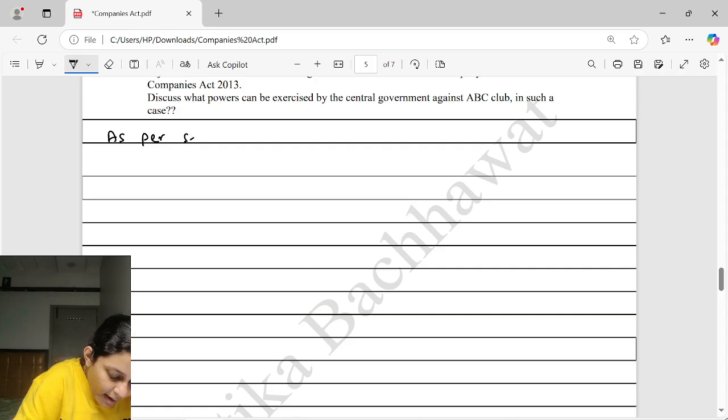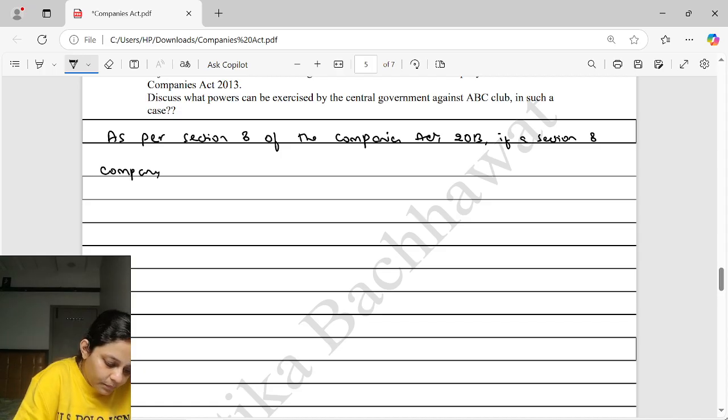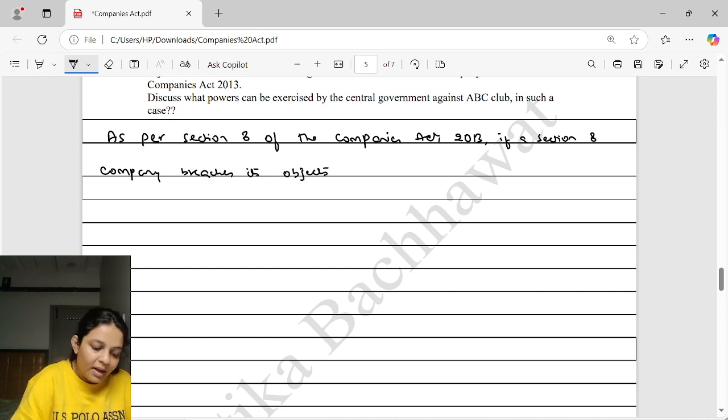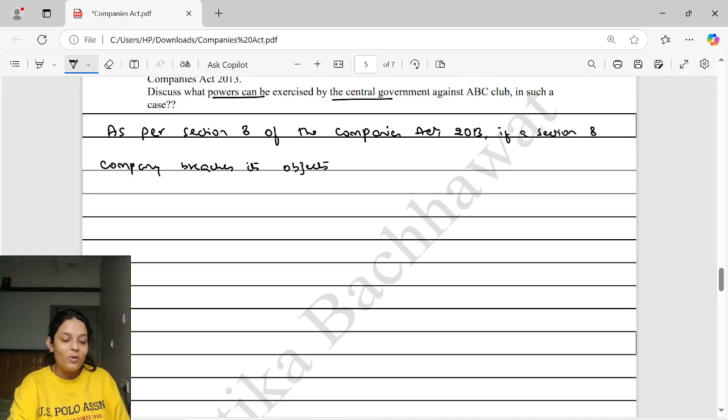So, as per Section 8 of the Companies Act 2013, if a Section 8 company breaches its objects. Okay, discuss what powers can be exercised by the central government. Sorry, I forgot to read the whole question. Got so excited about the answer.